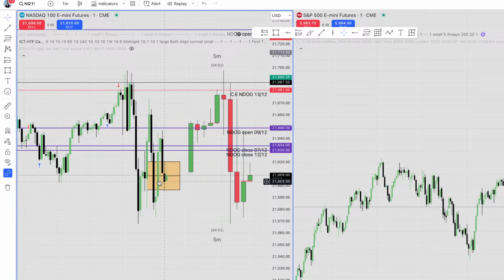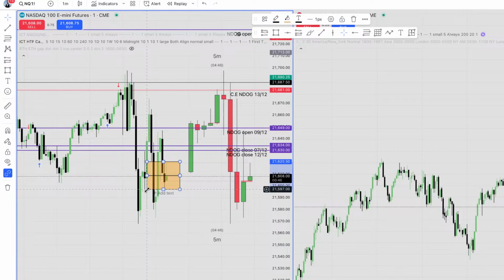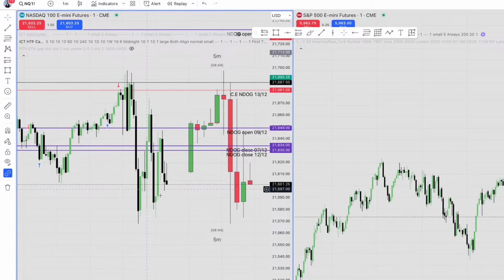Really, because it closed below the consequent encroachment of this fair value gap, inversion fair value gap. You don't want to see that. Don't enter only in a fair value gap. That's my personal advice. A fair value gap by itself is just not sufficient. It's just not enough.